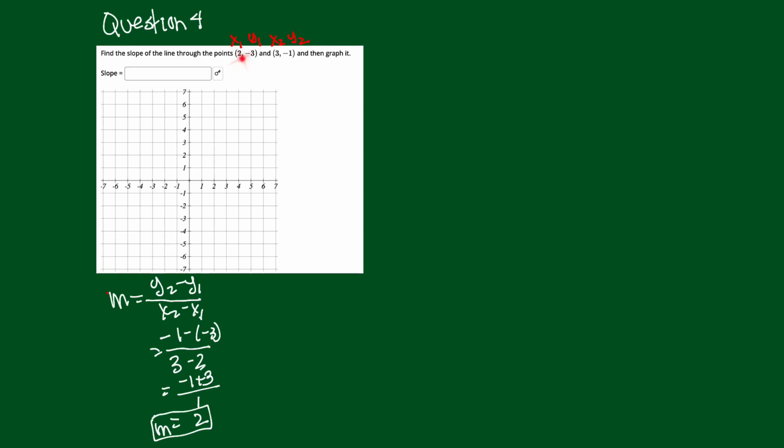The first point is 2, negative 3. So I'm going to start at the origin. I'm going to go to the right 2, down 3. Let's put a point there, to the right 2, down 3. Let's put a red point there.